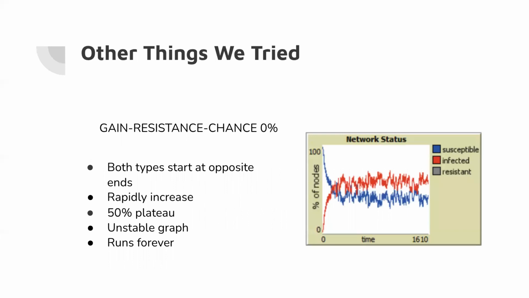So one of the other things that we tried to do was setting the gain resistance chance to 0%. And we noticed that at the beginning of the test, both types, the infected and susceptible, start at opposite ends of the graph and then rapidly change places. After each crosses the 50% line, each kind of plateaus, but in a very unstable way. The other interesting part of this test is that it appears to run forever.